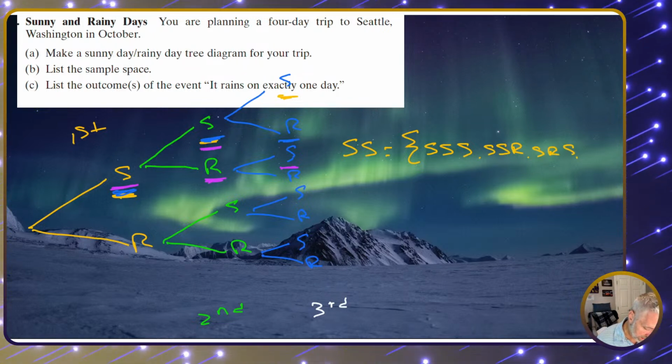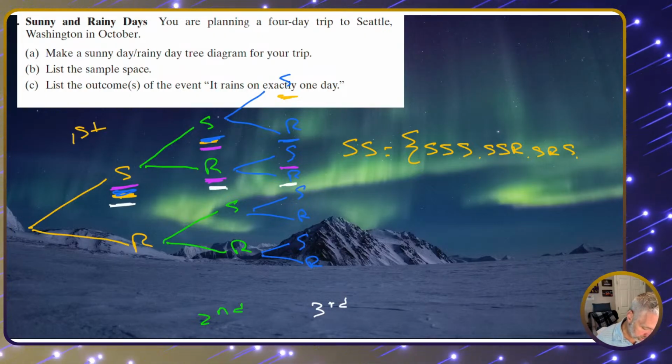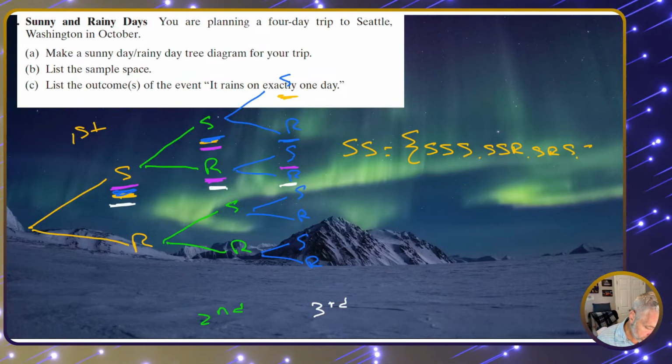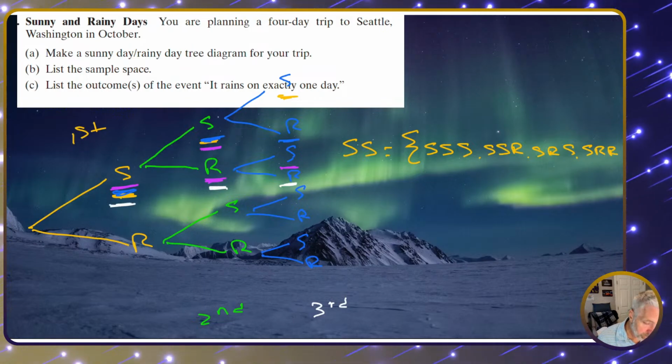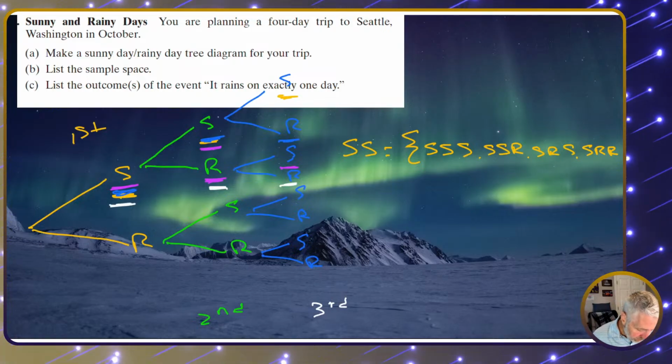Then I'm going to have sunny, rainy, rainy. See if I can squeeze it in. Sunny, rainy, rainy. Got it. Now below it, I'm going to put the lower half of this tree diagram.